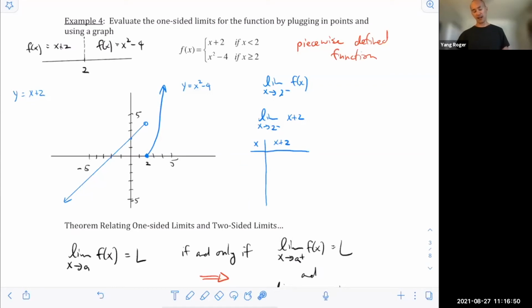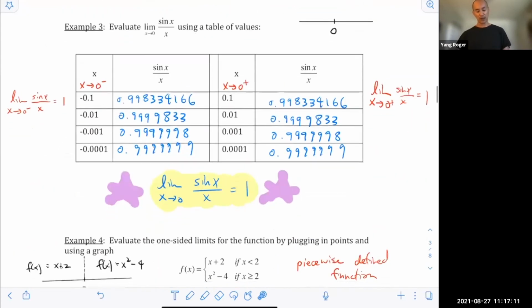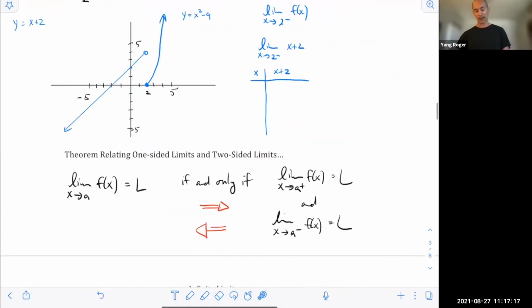So Reagan, I agree, we're going towards 2, but what would you actually plug into a calculator? Would you plug in like 1, 2, 3, 4, 5? No. No, anyone know what I'm talking about? Do you see in this example, we started getting closer and closer to 0? So what would I want to put here? Getting closer and closer to 2 from the negative side.